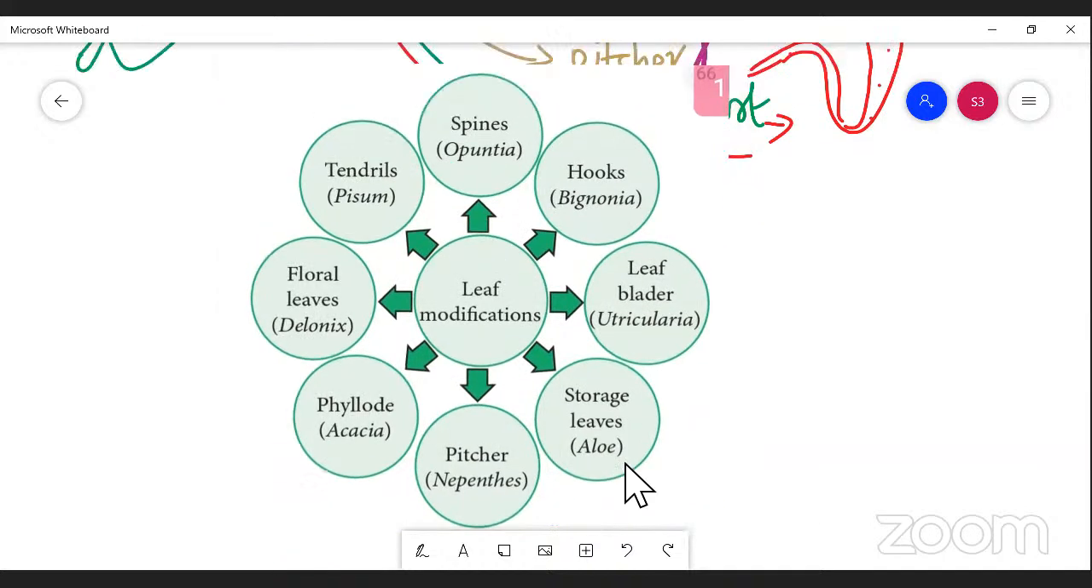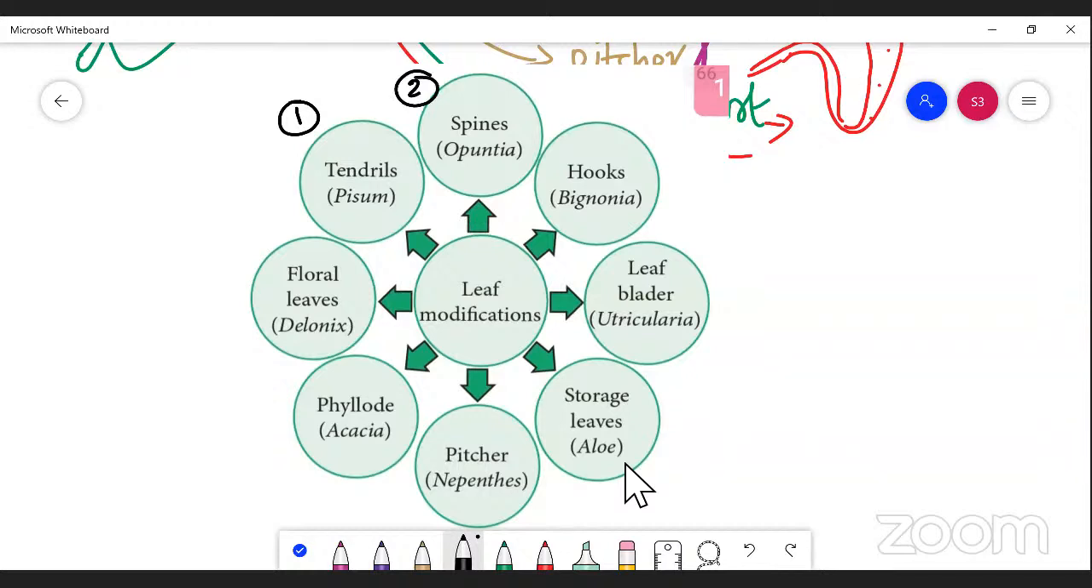As I said, there are different types of them. Review once again. The first one is reductive, the second one is tendrils, the third one is spines, the fourth one is hooks, and the fifth one is leaf blade, or in case of Utricularia. I'm going to give you an example for each type.